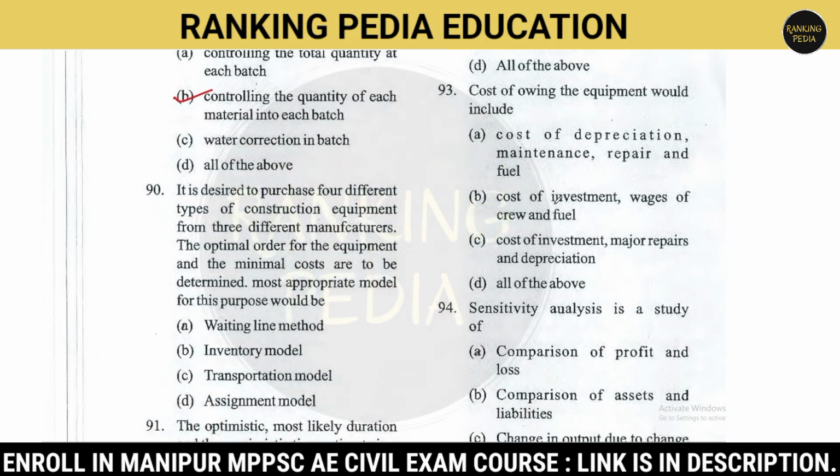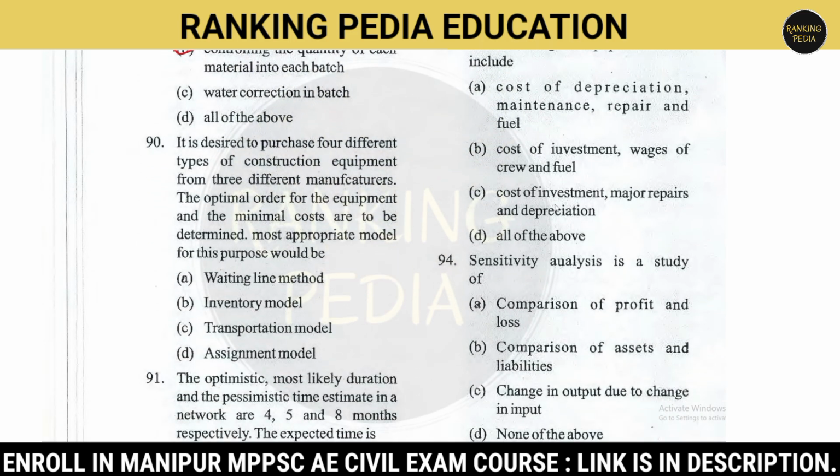Next question is question number 90. It is desired to purchase 4 different types of construction equipment from 3 different manufacturers. The optimal order for the equipment and the minimal cost are to be determined. The most appropriate model for this purpose would be, which method satisfies these conditions: option A is waiting line method, option B is inventory method, option C is transportation model, option D is assignment model.